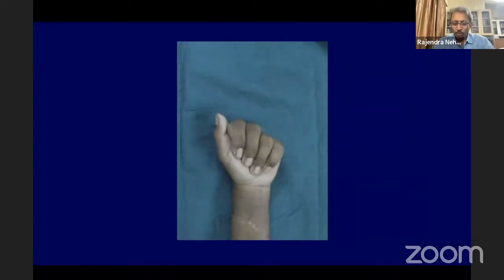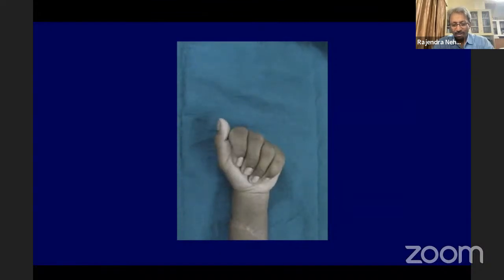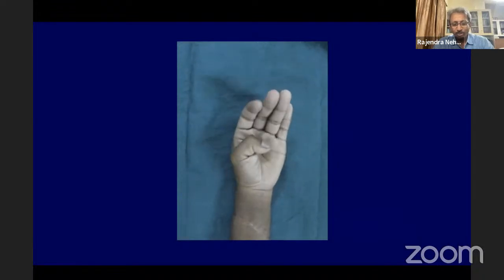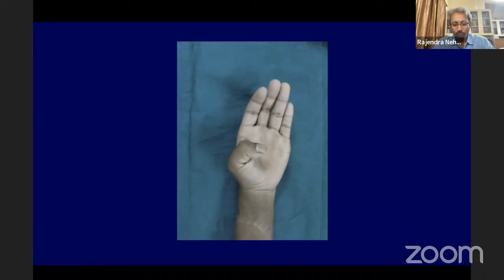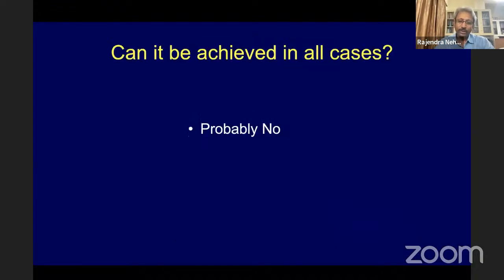And this is his video. Though he is not flexing completely to the wrist crease, because this video was taken by my assistant, it is a good functional result. Do we get such results in all the cases? And probably the answer is no. And that is why we keep discussing flexor tendon injuries again and again. But I think if we deal with flexor tendon injuries properly, all of us should get equally good results in each and every case.